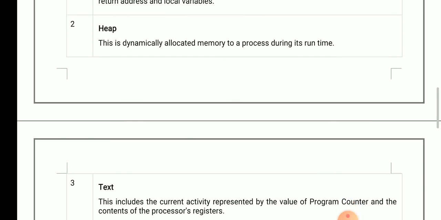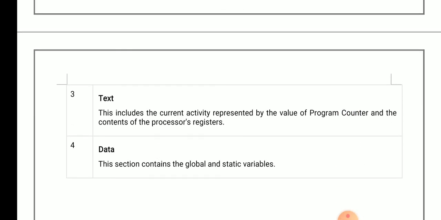Then we have our third section, that is text. So why are we using text? So dear students, whenever we have to store the value of our program counter, okay, and whenever we have to store the content of our processor registers, at that time we are taking the help of the text section. Then dear students, we have our fourth section, that is the data section. So when we are storing our global or static variables, at that time we are taking the help of the data section.